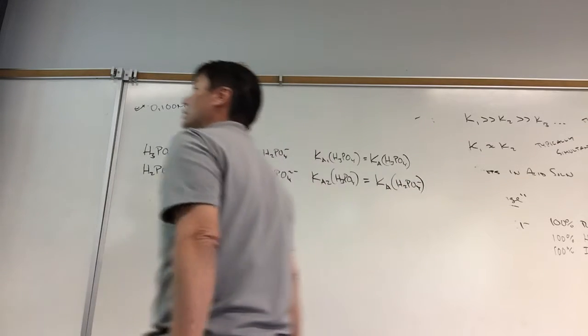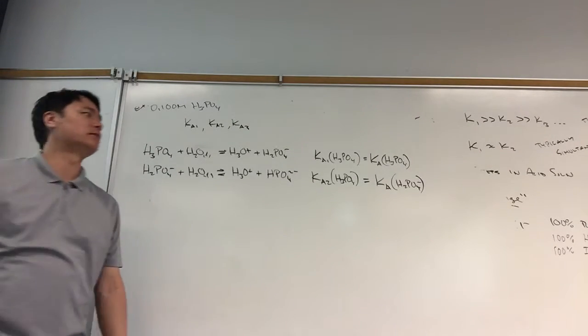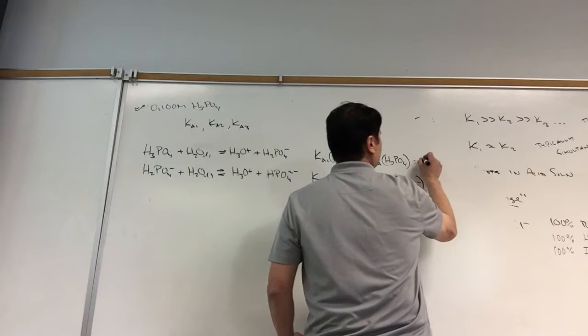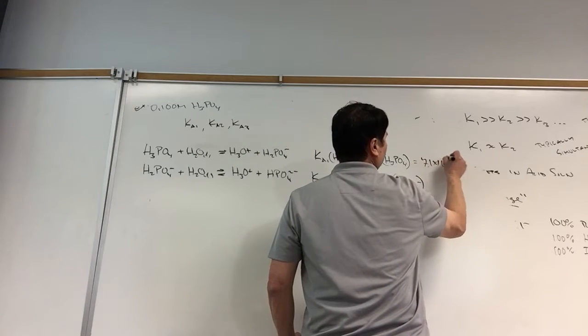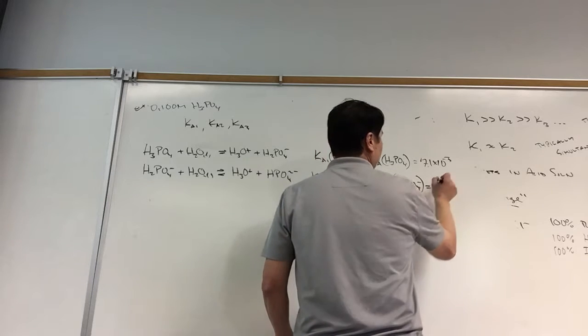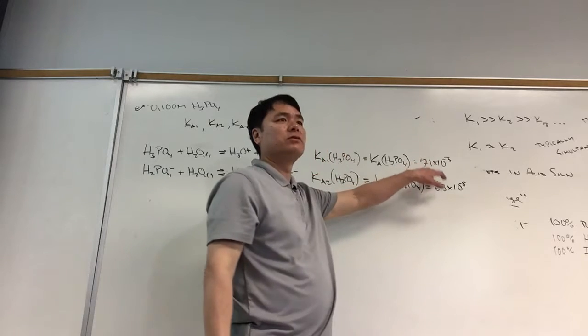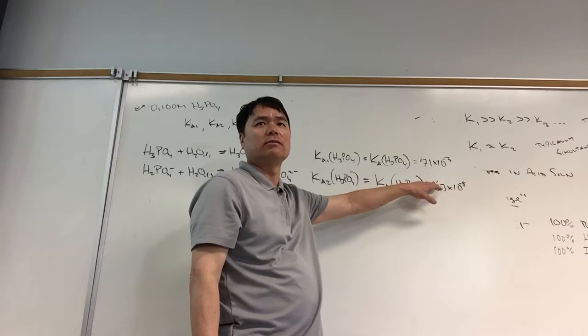We can put some numbers on this. When we look at phosphoric acid, first step is 7.1 times 10 to the minus 3. Second step for phosphoric is 6.3 times 10 to the minus 8. That's 5 orders of magnitude difference. This should work stepwise. We should be okay.